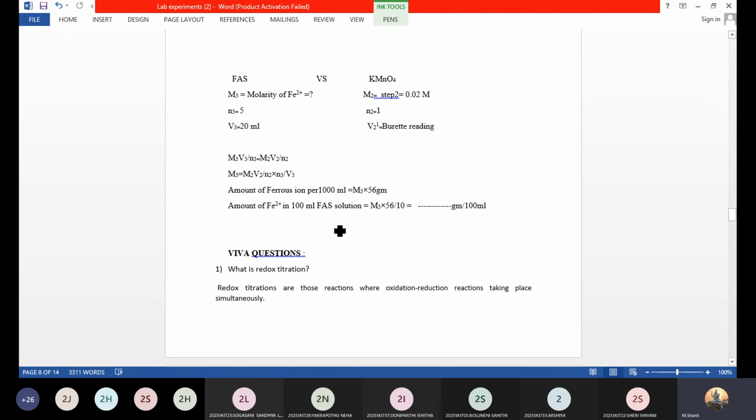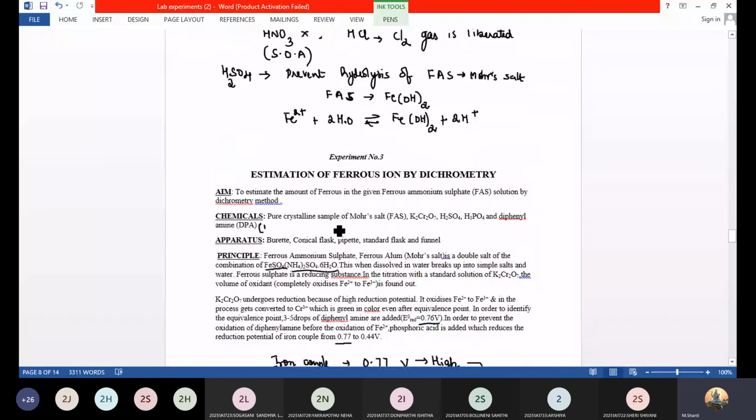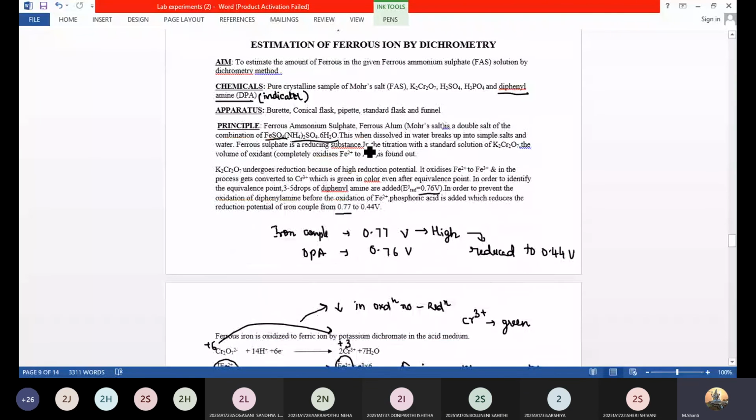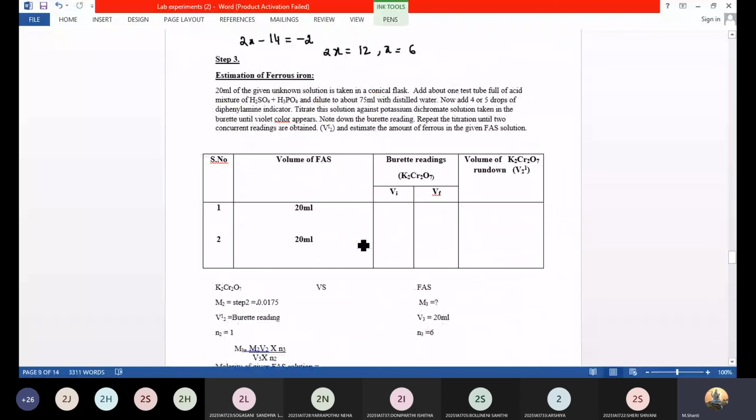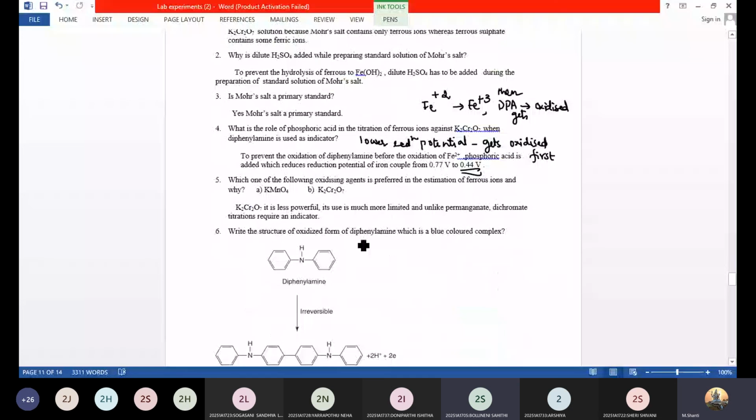Have you understood, girls? Yes, ma'am. So similarly the remaining experiments also. Ma'am, what should we write in observation notes? No need of writing any observation. Directly come with your record book and lab manual.